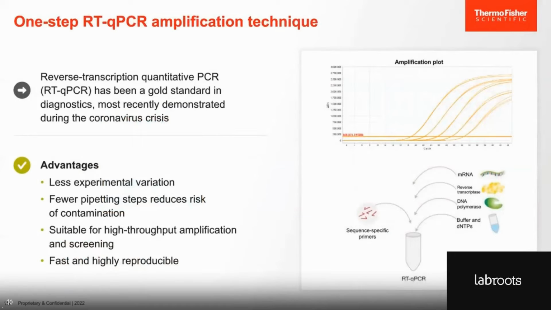Let's begin with the one-step RT-qPCR method. During COVID-19, this method became the gold standard in the diagnostic field. This method's main and biggest advantage is high sensitivity. Reactions are done in one vial, it is a relatively fast method, and suitable for high throughput amplification and screening.